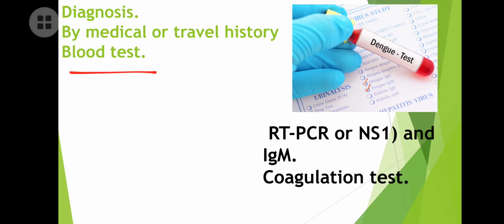Of the 4 different types of viruses, dengue virus type 1 is not so severe or critical, and we can treat it, but the remaining 3 might cause major problems for the human body. Then an RT-PCR test or NS1 test is done, and an IgM test is also done.